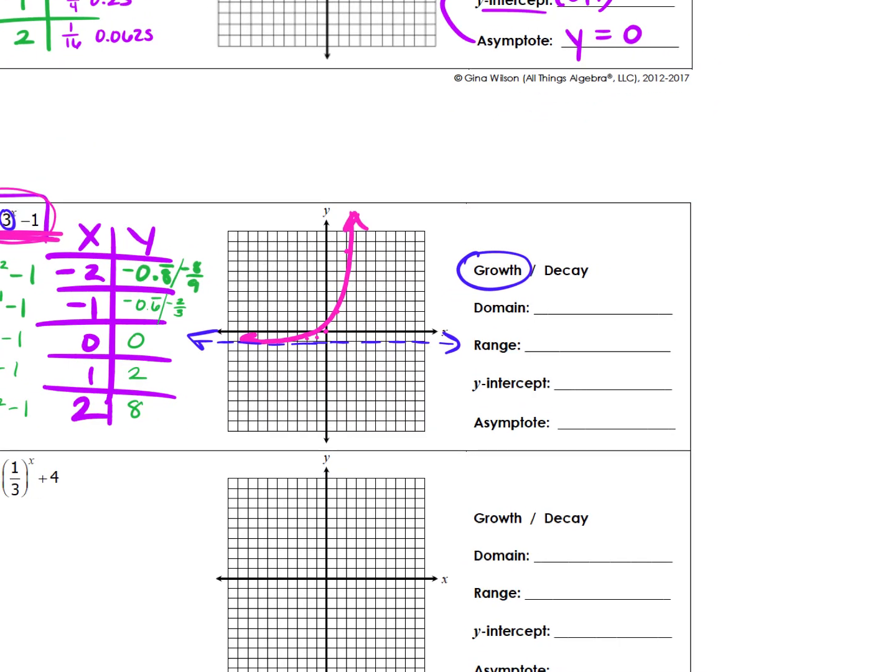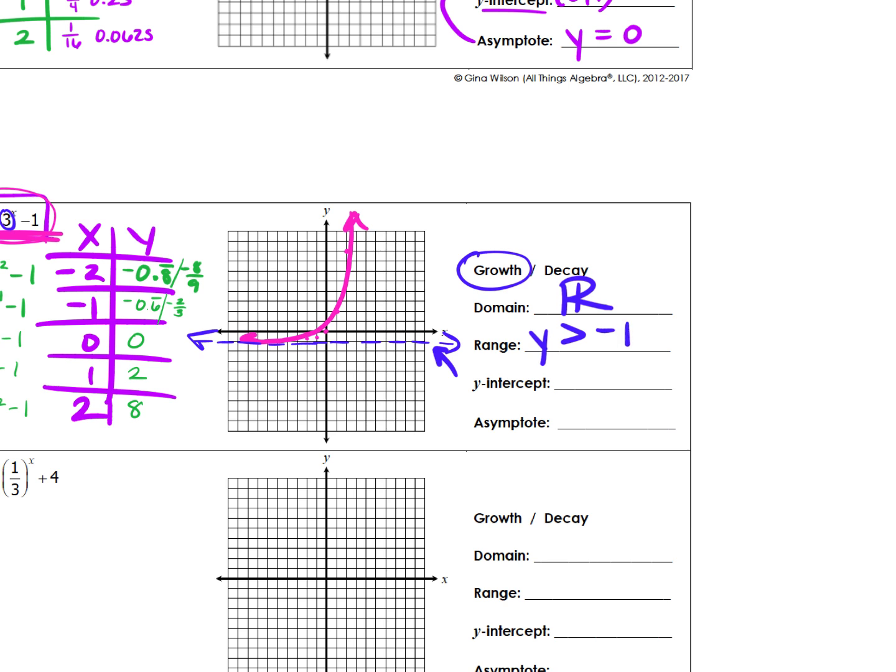What's your domain? All real numbers. Good. What's your range? This is different. Your y value is what? What's your lowest y value? Greater than -1, right? This line right here is at -1. It's got to be above that -1. So y is greater than -1.